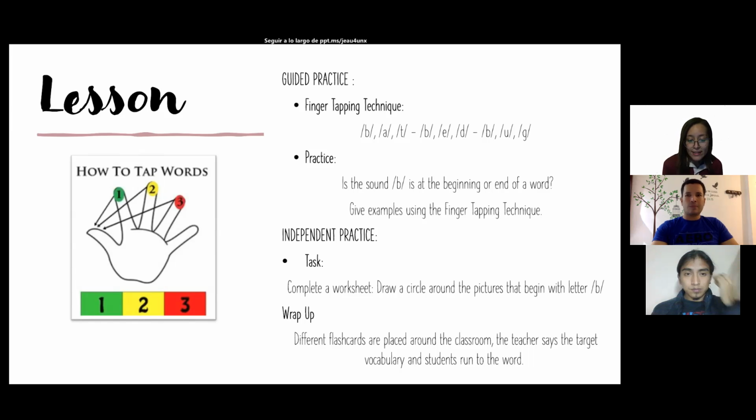The independent practice will be done through a worksheet in which students will have to draw a circle around the pictures that begin with the letter B or with the sound B. Once the teacher provides monitoring and feedback, the lesson will conclude with a wrap-up, where different flashcards are placed around the classroom, and the teacher says the target vocabulary. The students run to the word. Additional words that do not include the B sound can be used to see how they can differentiate from other phonemes.